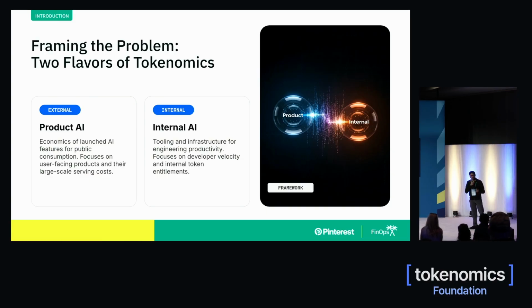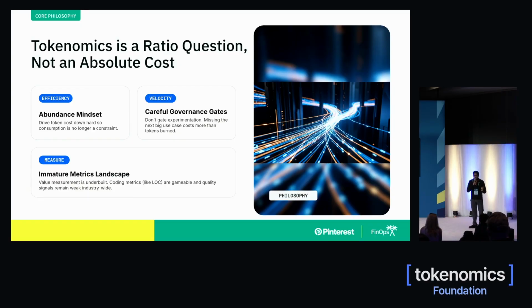The reason it's important to classify these two separately is because everything that we talk about in terms of tokenomics ties back into what the use case is, because that drives the budgets, that drives how we measure ROI, that also drives how we think about efficiency. And tokenomics itself, like the cost of tokens, is a ratio question. It's not a question about absolute cost, right?